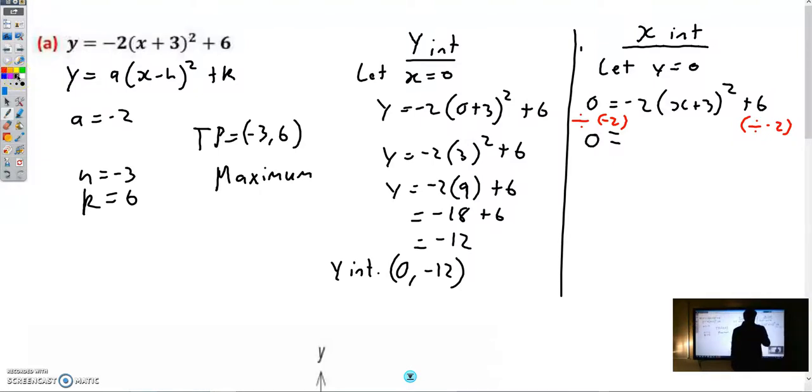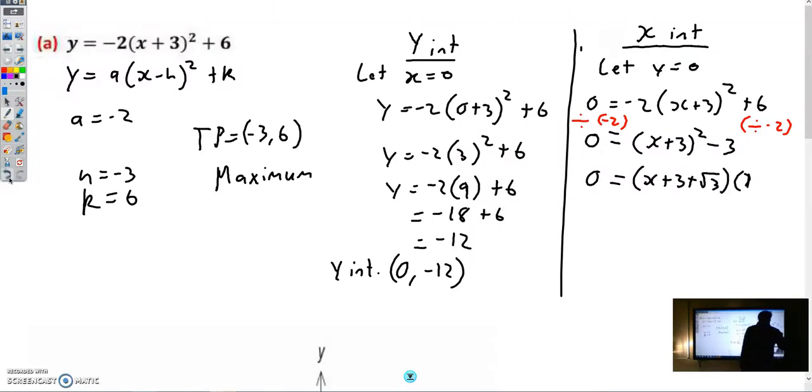Then 0 divided by minus 2 is 0. This term here, minus 2 outside of x plus 3 squared, divided by minus 2, just becomes x plus 3 squared. And my positive 6, when divided by minus 2, becomes minus 3. Now this is beneficial, as if it was a positive, I wouldn't be able to use my dots. So using difference of perfect squares, we're going to separate this into two binomial factors. We have x plus 3 plus the square root of 3, x plus 3 minus the square root of 3.